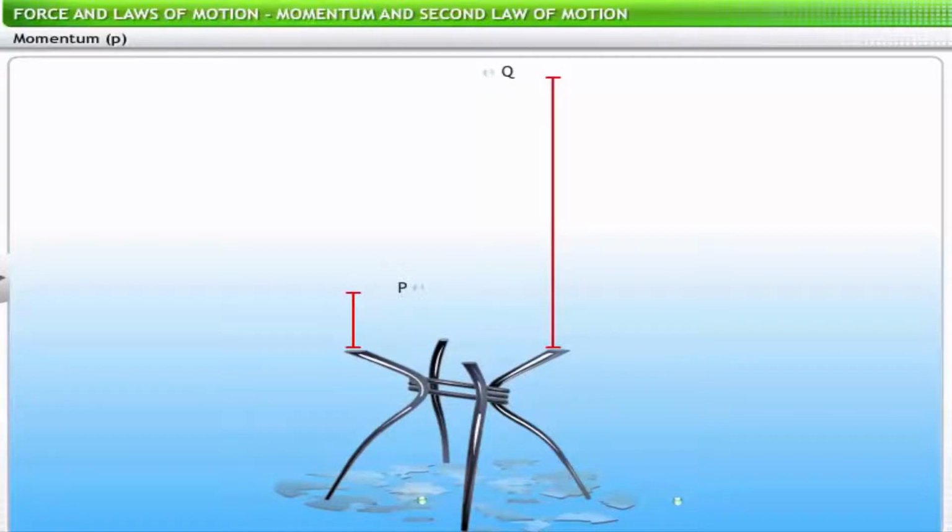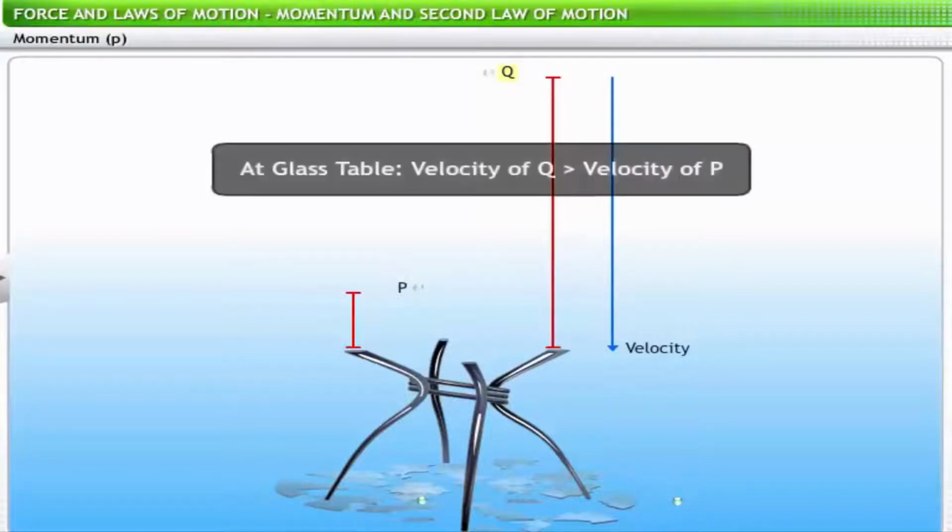Why was the glass pane shattered by the marble Q and not by the marble P, even though the mass of both the marbles is the same? As the height from which an object is dropped increases, the velocity with which it strikes the ground or any other reference level also increases. Being dropped from a greater height, the velocity at which the marble Q strikes the glass pane is greater than that of P. Hence, the impact of marble Q on the glass pane is greater than that of P. That's the reason marble Q shattered the glass pane while marble P did not have much impact on the glass pane.